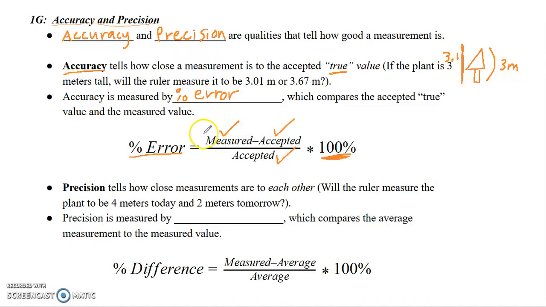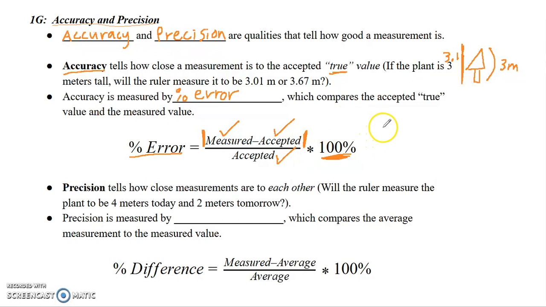And it's probably a good idea to add the absolute value bars on the top, because the percent error is always going to be positive. You might have a negative number, but you can just always think of it as positive. So it's probably a good idea to add the absolute value bars up here.